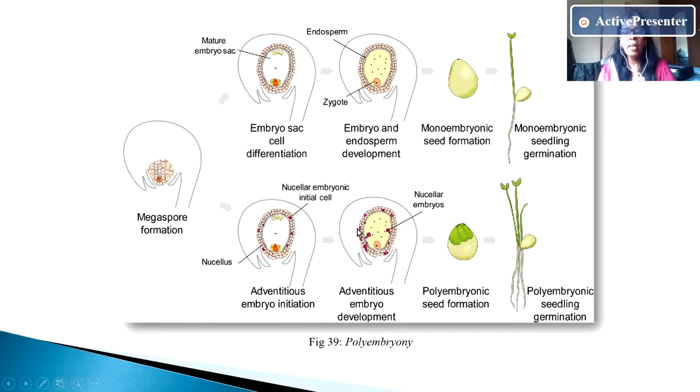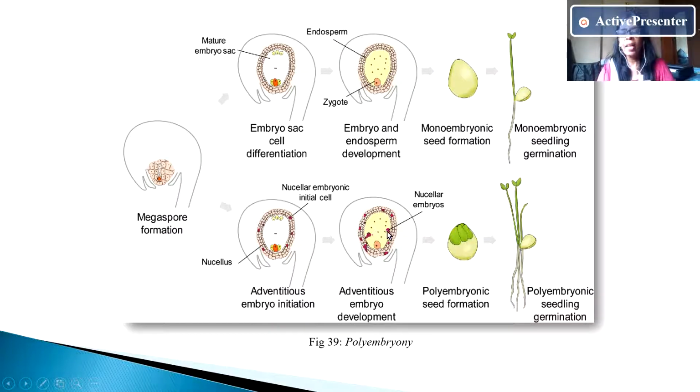In this example of polyembryony, you can see the embryo sac cell differentiation and mature embryo cell. This is a zygote, with embryo and endosperm development. In monoembryonic seed formation, one embryo develops from the zygote and seedlings form. But in the case of polyembryony, the nucellar embryonic initial cells are formed, and from the nucellus the embryo formation takes place.